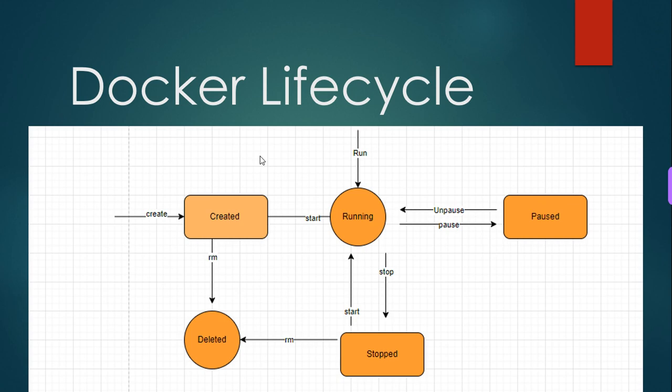The docker create command just creates the container. The docker start command starts the container to run. It means the processes inside the container are kicked off. The docker run command is the combination of docker create plus docker start. So we can directly run the docker run command instead of running docker create and docker start.